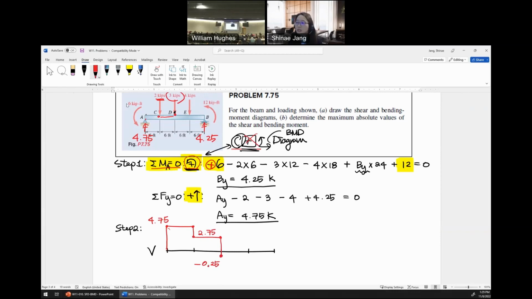And then between D and E, no changes. And then at E, we have 4 kips downward. So down by 4, so it's minus 4.25. And between E and B, no changes. And then B_y is 4.25, so going up by 4.25, going back to 0. So this is the shear force diagram. The shear force diagram always starts with 0 and should end at 0. So that's how you check your diagram is correct as well.